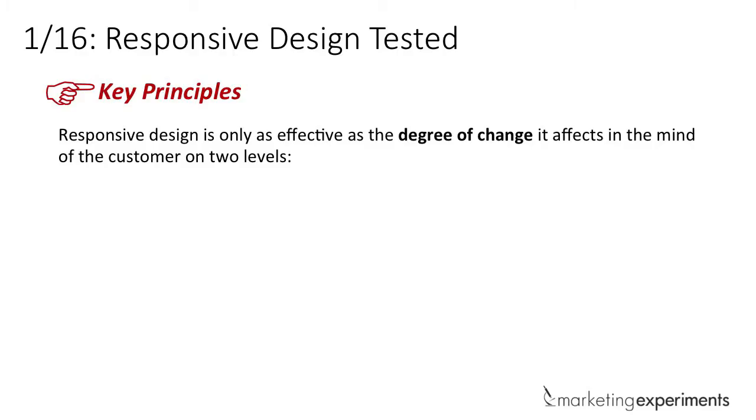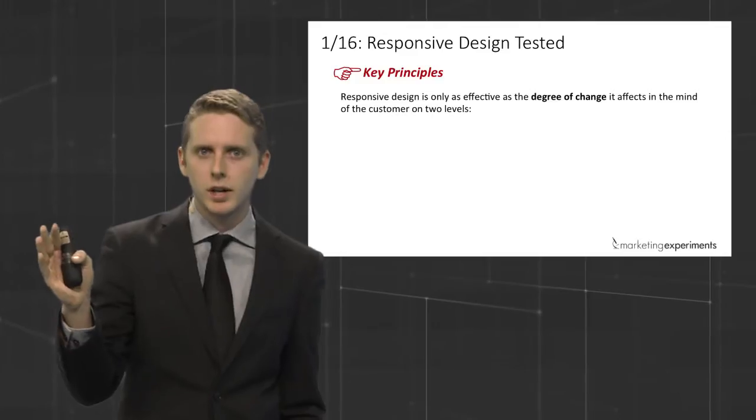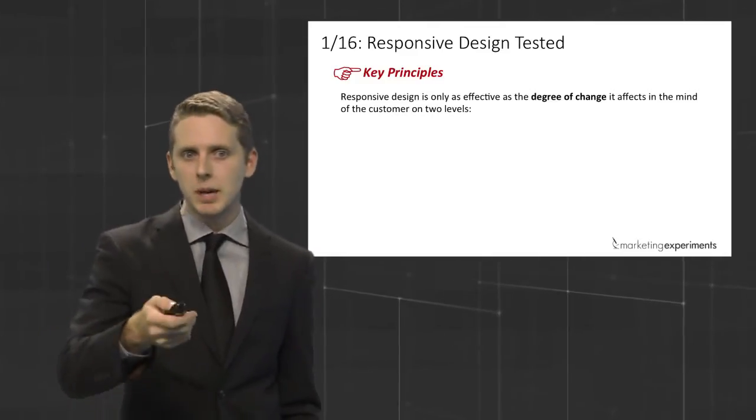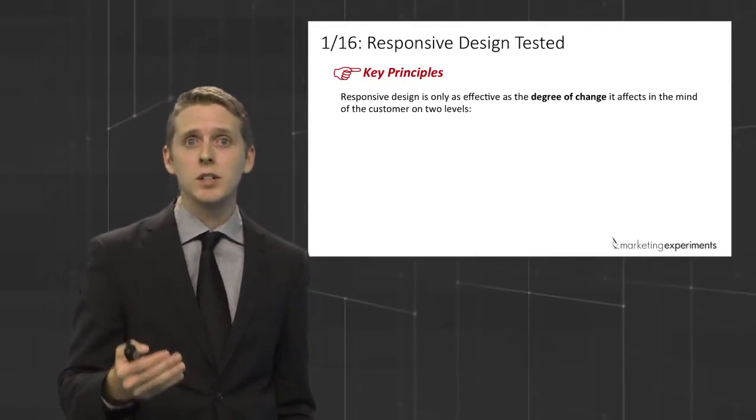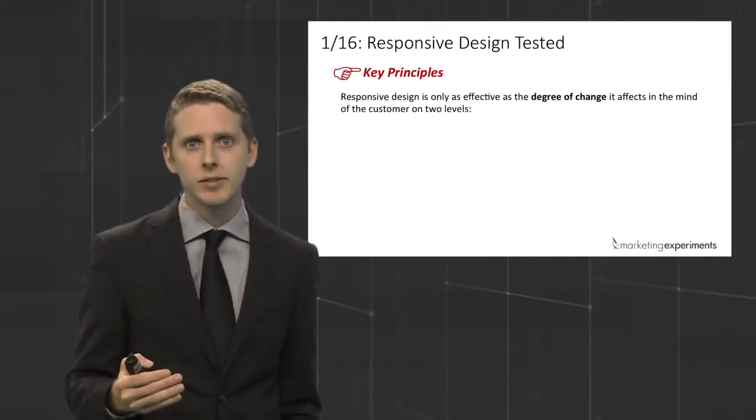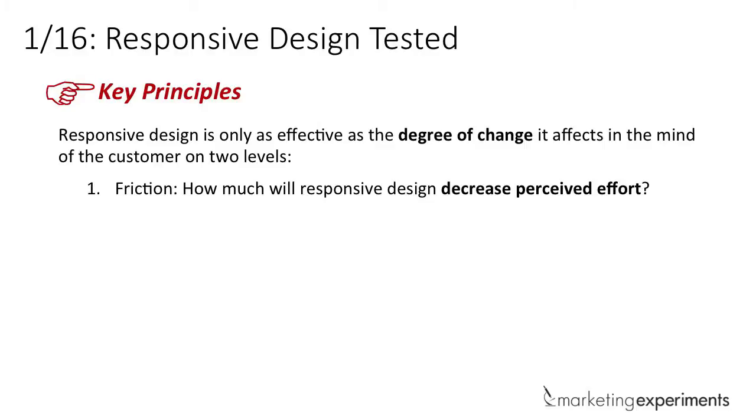Responsive design, and here's the discovery. We're going to apply this to our page in a moment. Responsive design is only as effective as the degree of change it affects in the mind of the customer. We looked and saw in our experiments, because this was just one little sliver of an overall series of experiments, and we came to the discovery that basically 2 levels of change responsive design can have. The degree to which it impacts those things is the degree to which responsive design is actually effective. So the first one will be friction.